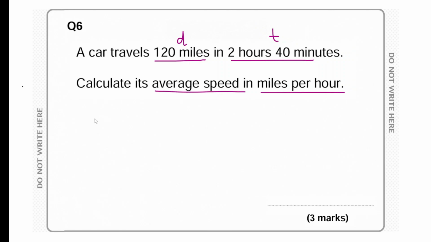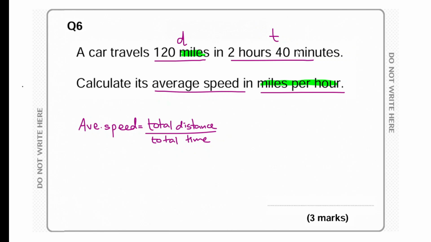Now, the formula for average speed is total distance divided by total time. And I need the answer in miles per hour. Now, I already have the distance in miles. However, my time is in hours and minutes. So I have to do the conversion here.